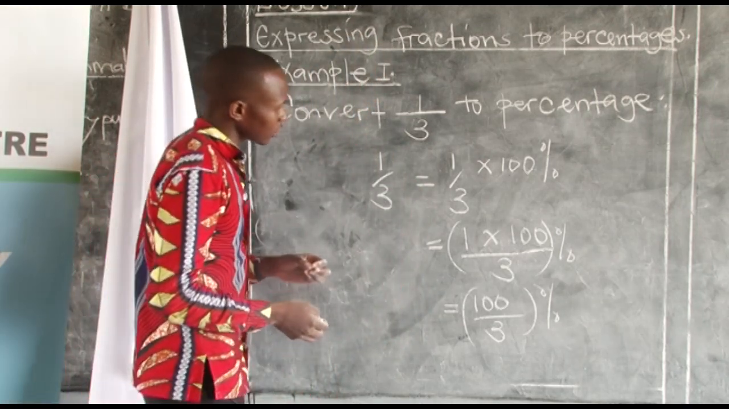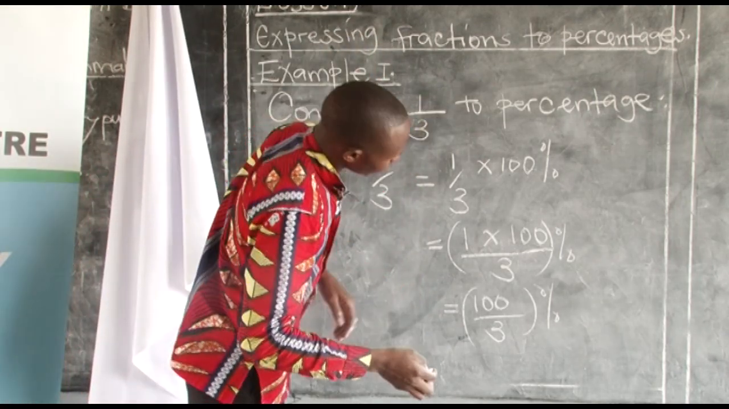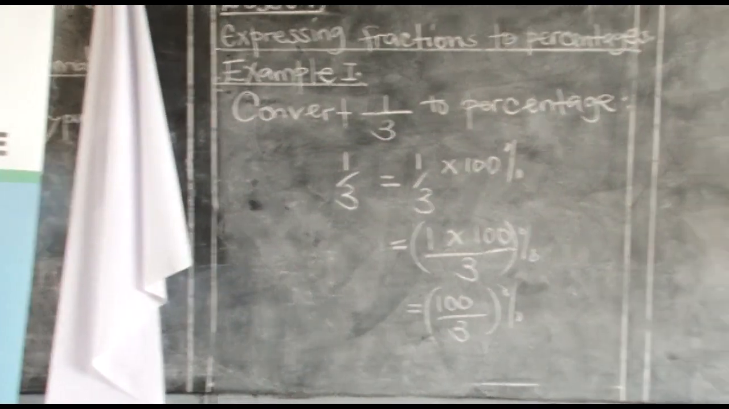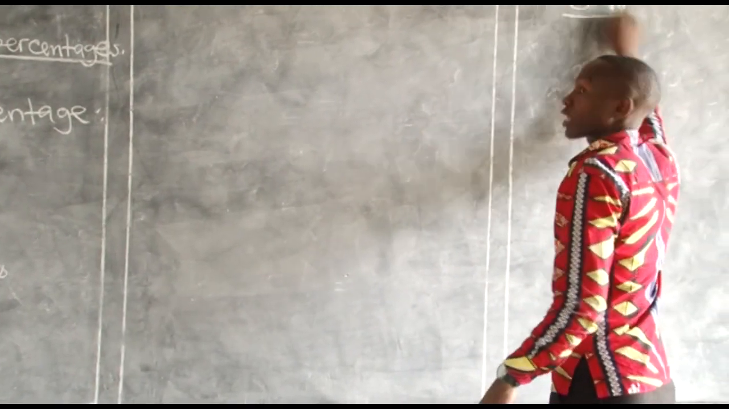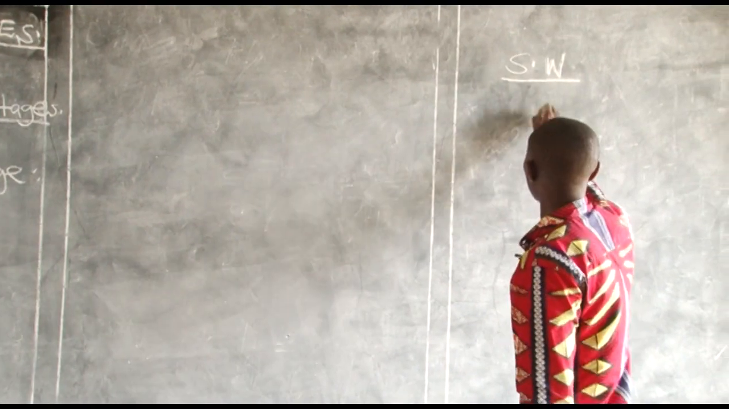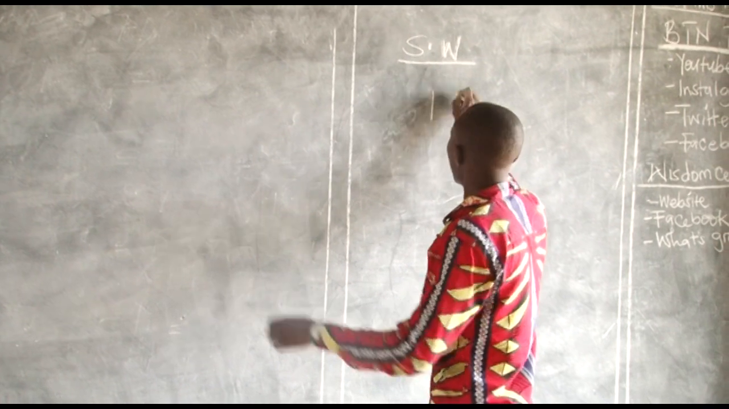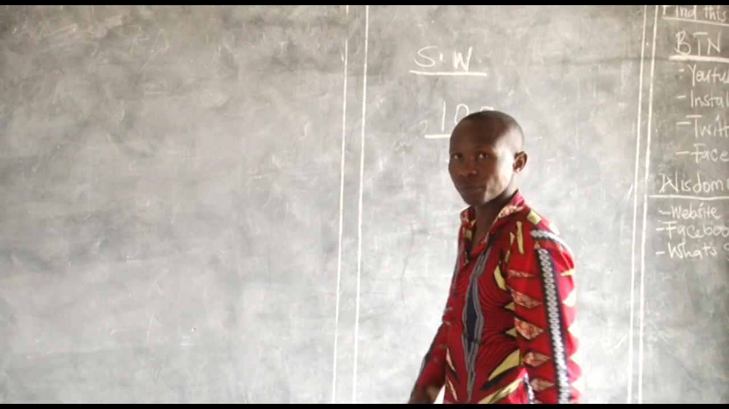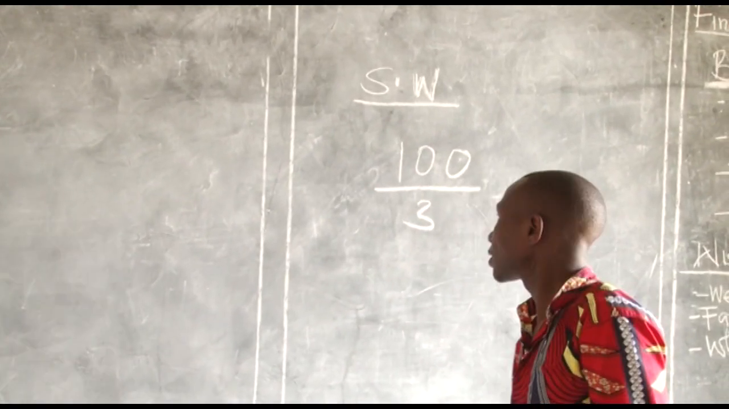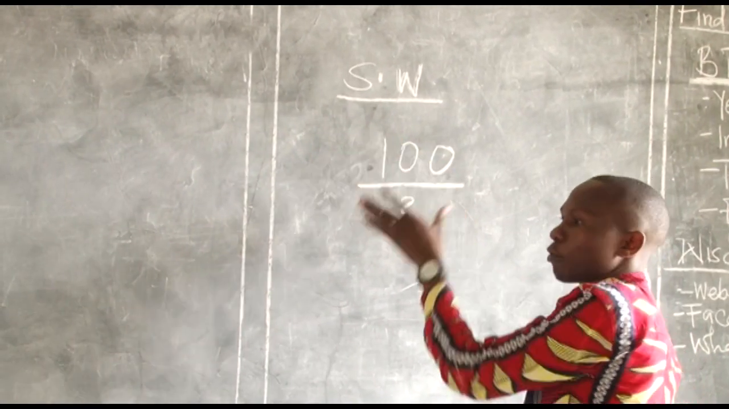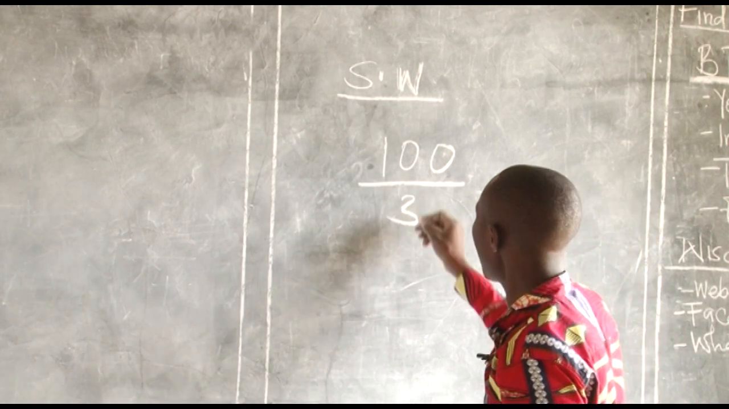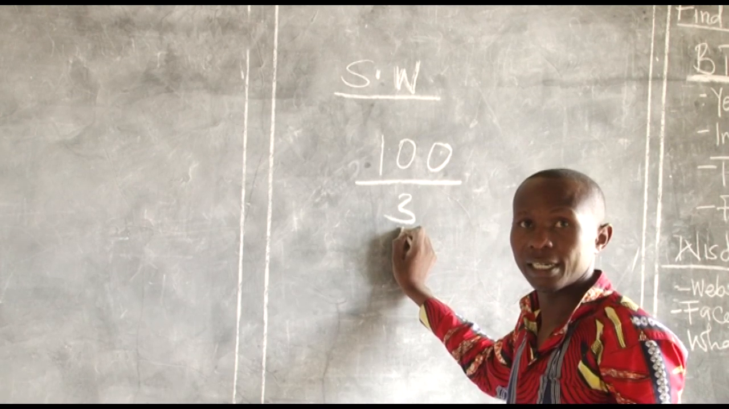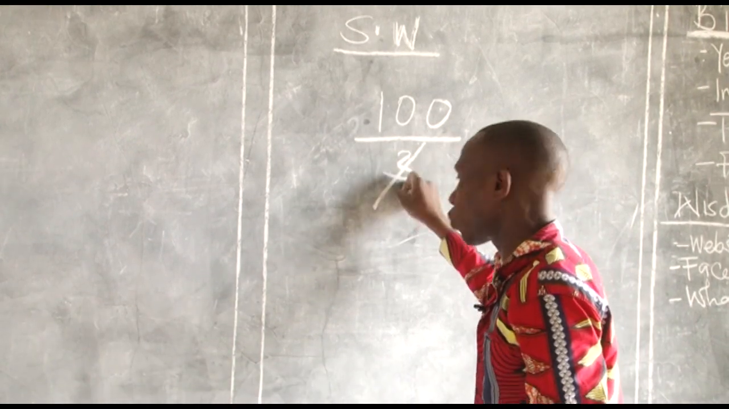How are we going to convert this? We shall come aside and say, I'll have my side work here. And I will say, what do I have? I have 100 divided by 3. I'm going to divide this out. I'll come here and say, we are going to divide everything by this denominator. So I'll say, by 3, 1.